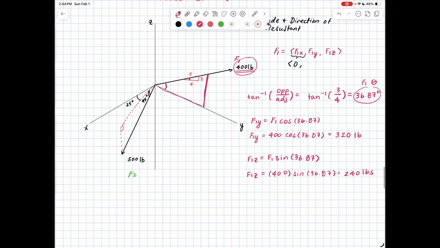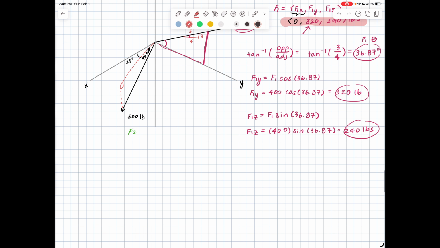Okay, so going back up here, let's plug these two numbers into our expression. So we're going to have 320 pounds for the y component and 240 for the z component, and this is in pounds. Okay, so here is our F1 component.